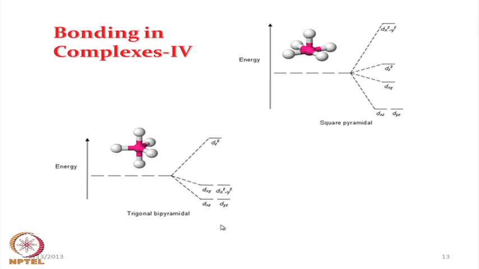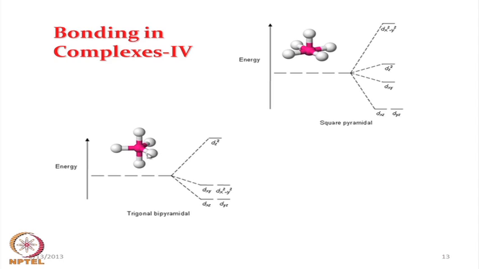So, in this particular case these 2 of the ligands are now facing dz square. So, compared to this one, here it is directly facing. So, dz square would be the most destabilized level. The dz square will be the most destabilized one, which is facing directly the 2 ligands in this particular direction.